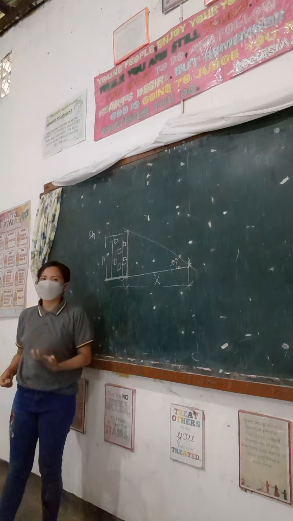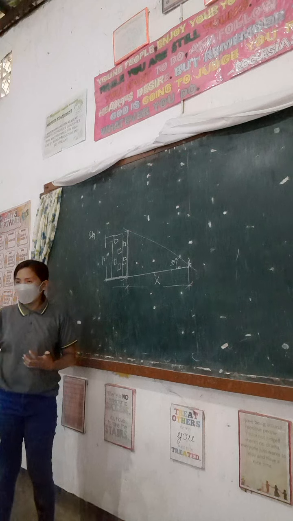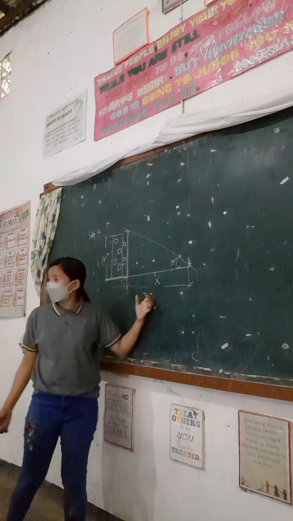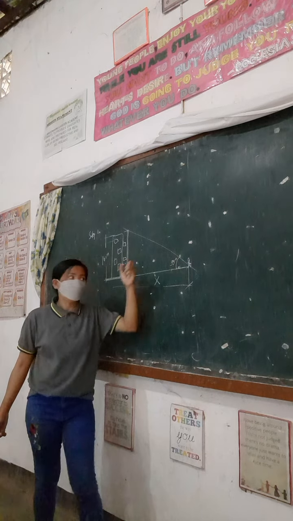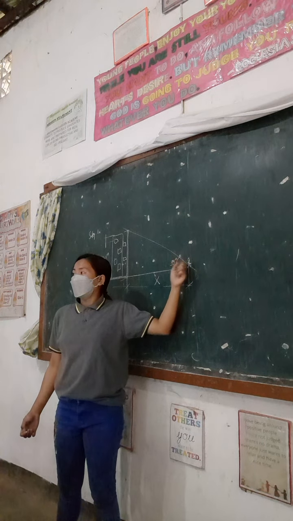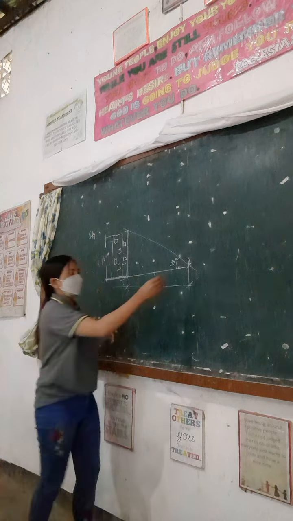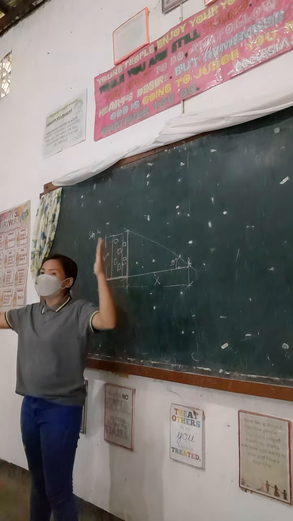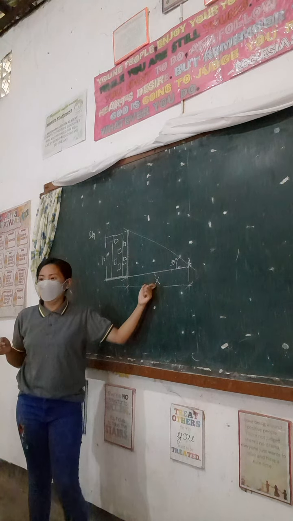Step 2, identify what is asked in the problem. So what is asked in the problem? We need the distance. We're looking for the distance of the building from the observer. Remember, we're talking about the observer, so we have the observer and the building. We are actually looking for the distance between them, and we label this as x.